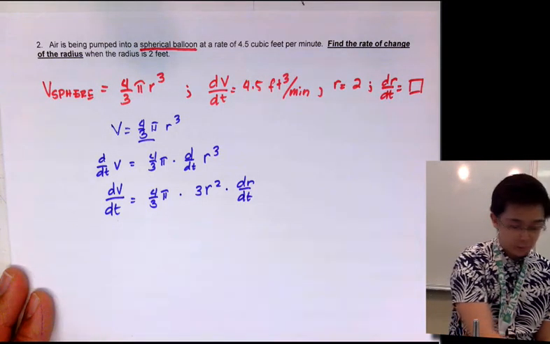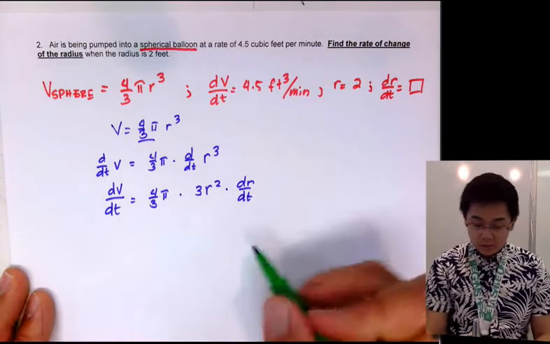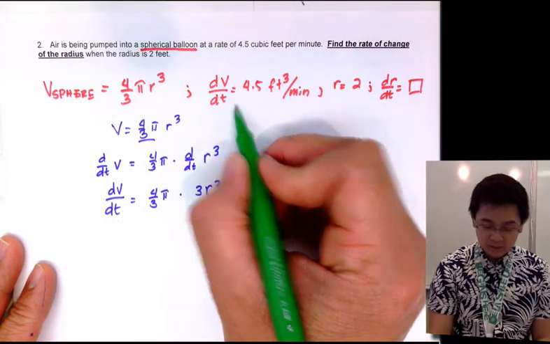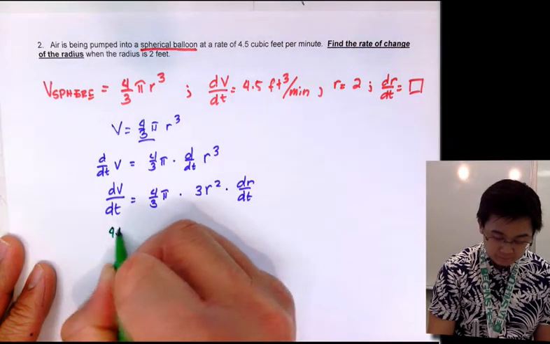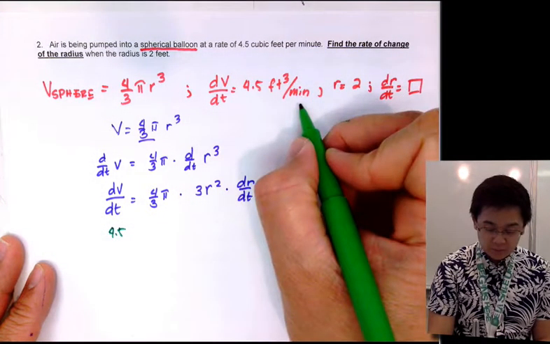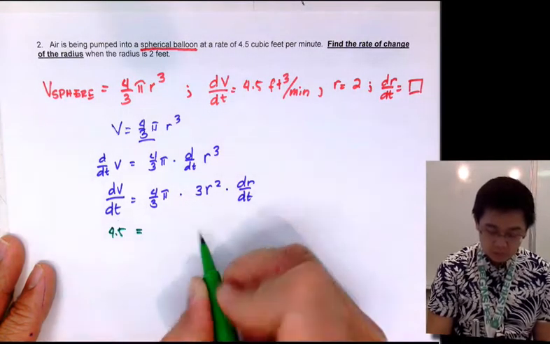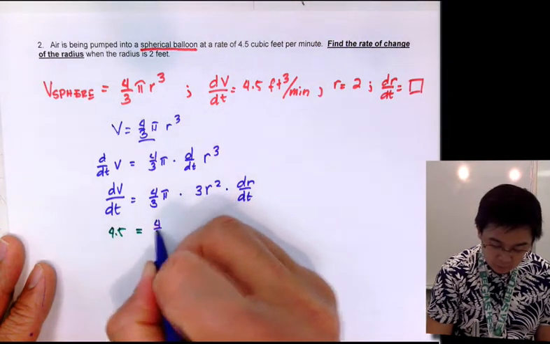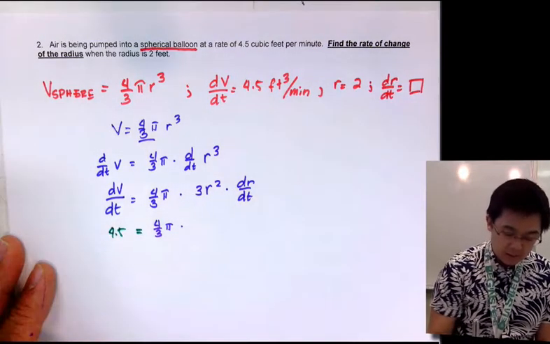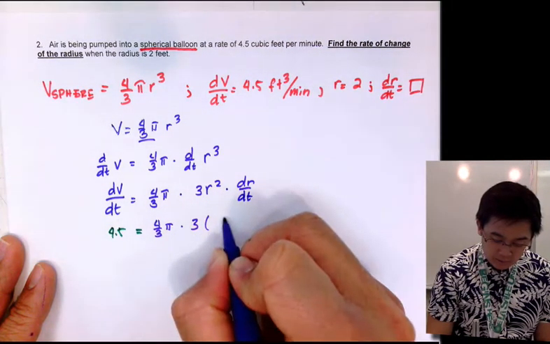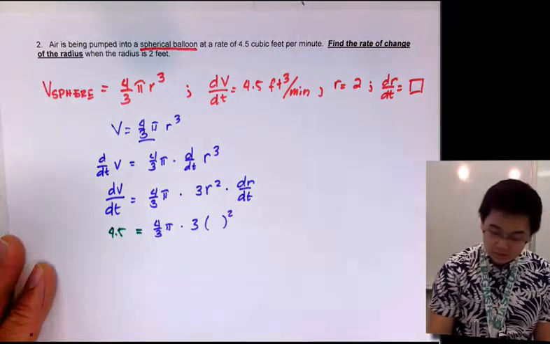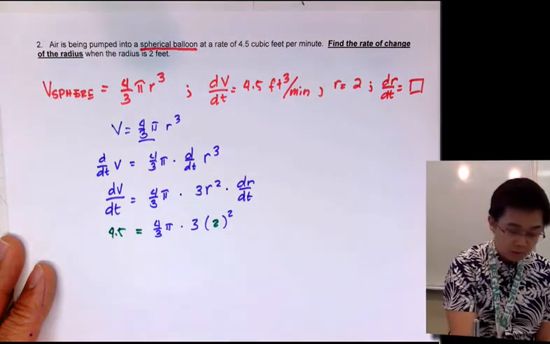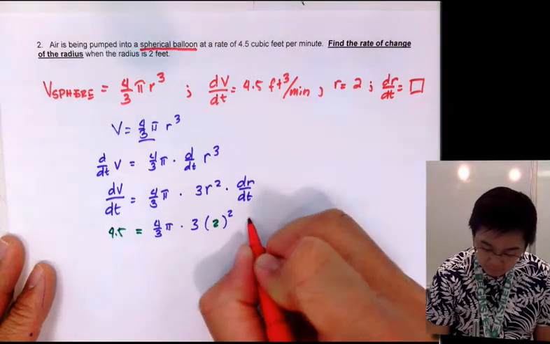All we need to do is to substitute the given information in our problem. We have the dV dt, which is 4.5 cubic feet per minute, equal to, let's just copy 4 over 3 pi times 3, and the value of r is also given, which is 2, and we're going to be looking for dr dt.